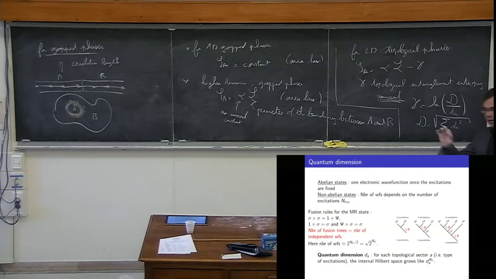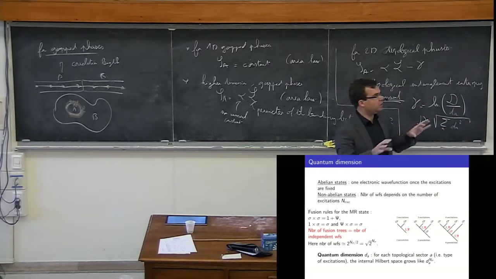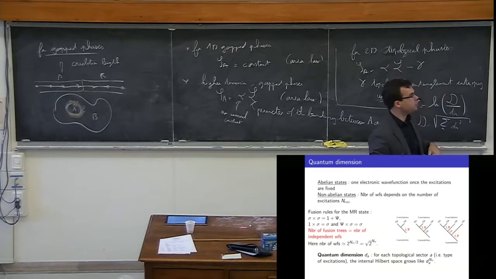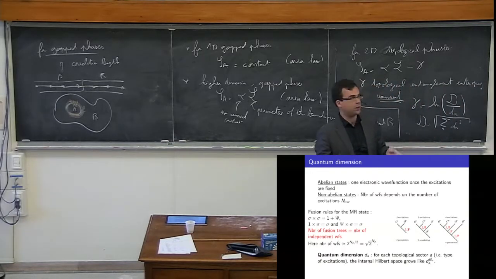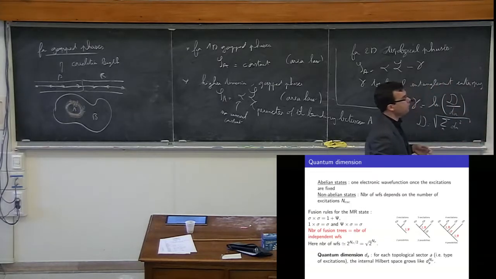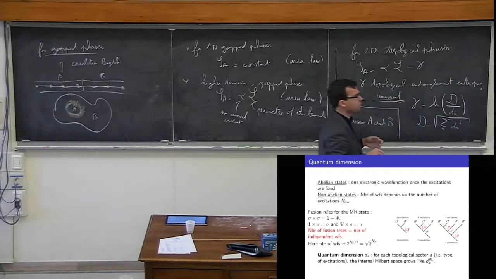So when I give you the wave function, I have to say exactly which fusion channel I pick for my quasi-holes. So the number of wave functions, that's what Karian has written down this morning, will grow like up to some factor 2 to the power of the number of excitations divided by 2, so square root of 2 to the number of excitations. So the quantum dimension will be square root of 2, log of square root of 2 for this one.